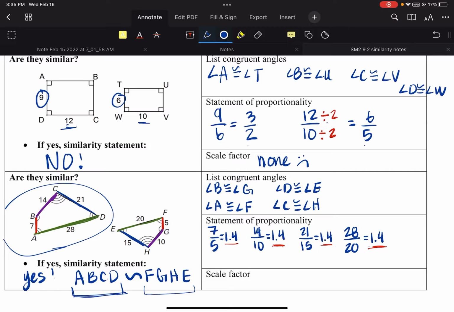All right, let's finish our scale factor really fast. Remember, the scale factor is the easy part. We've already done all the work for it. Scale factor here is 1.4, or you could write it as a fraction, 7/5. Okay? It's just whatever those fractions simplify to.